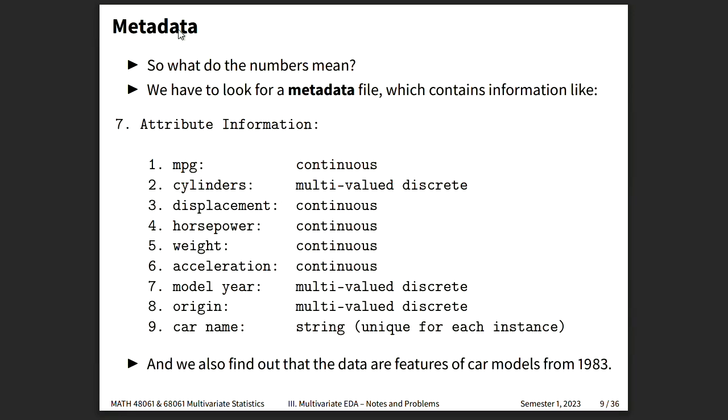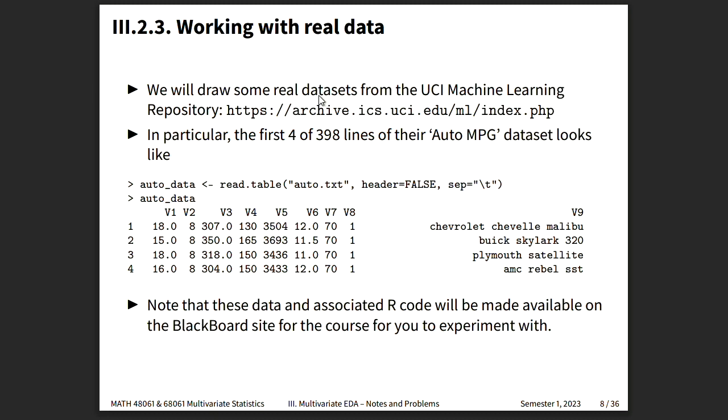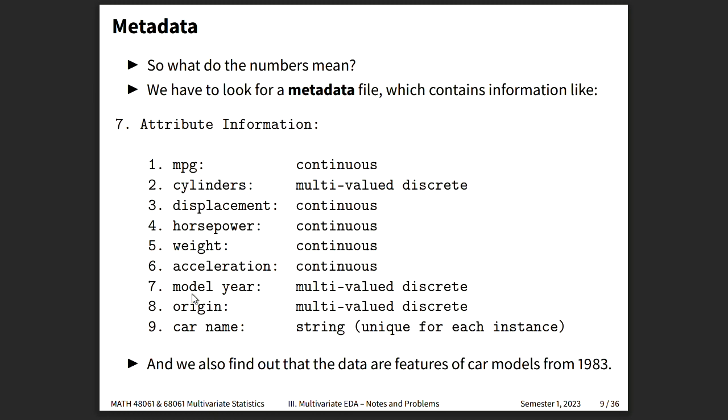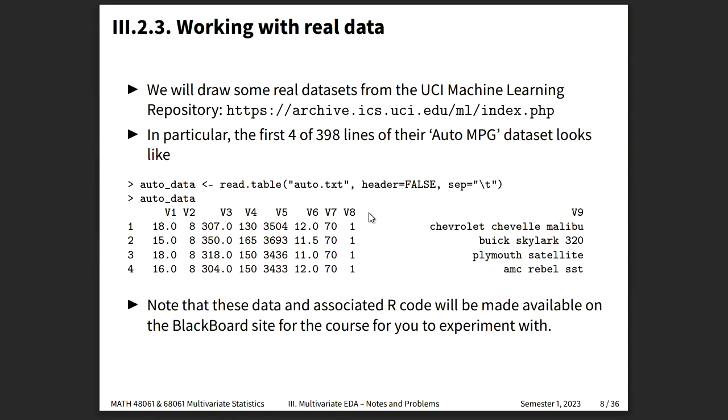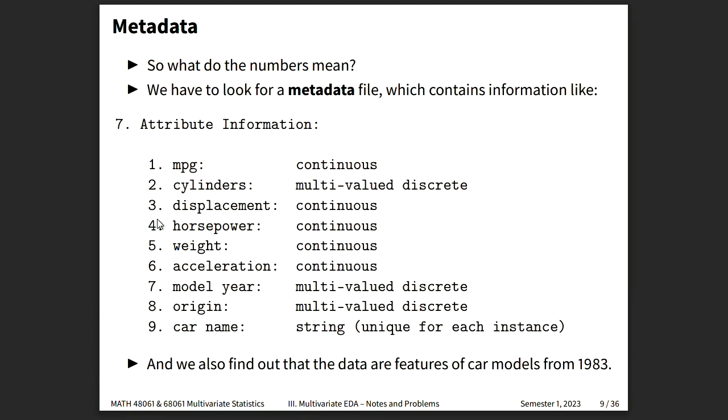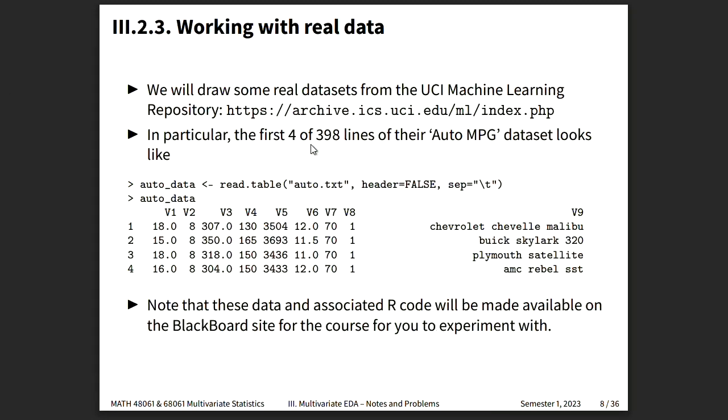Okay, so what do the numbers mean? Well, there's a metadata file when you download it from this website, which tells you what the attributes are and whether they're continuous, multi-valued, discrete, and so on, right? So if you look, it says that first one, V1, is miles per gallon, which is continuous. Yeah, cylinders is a number, right?